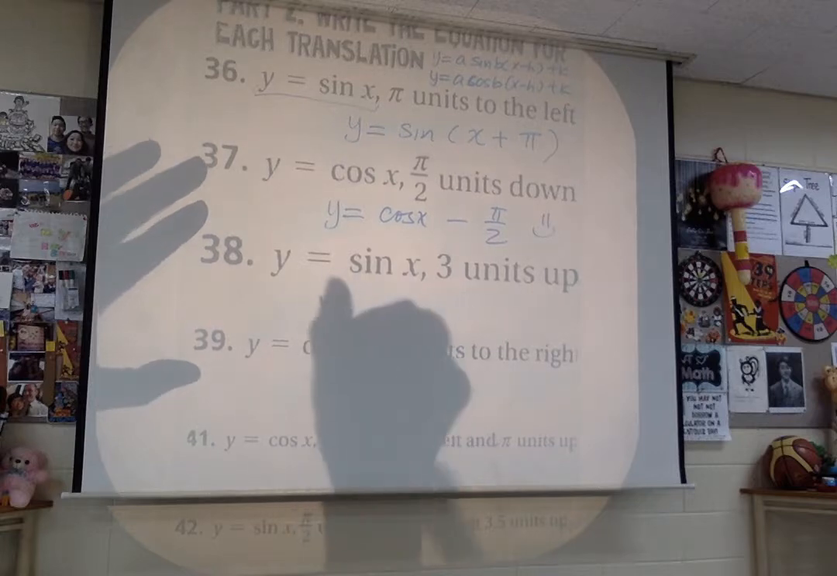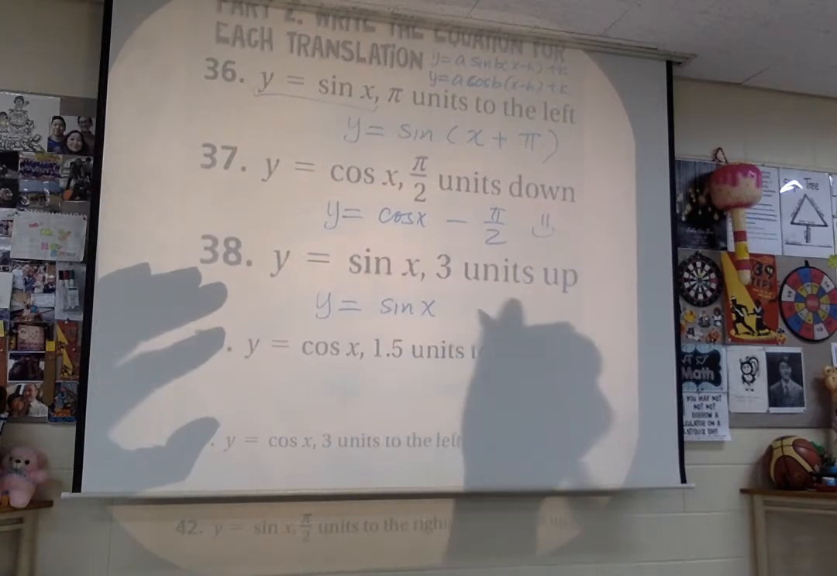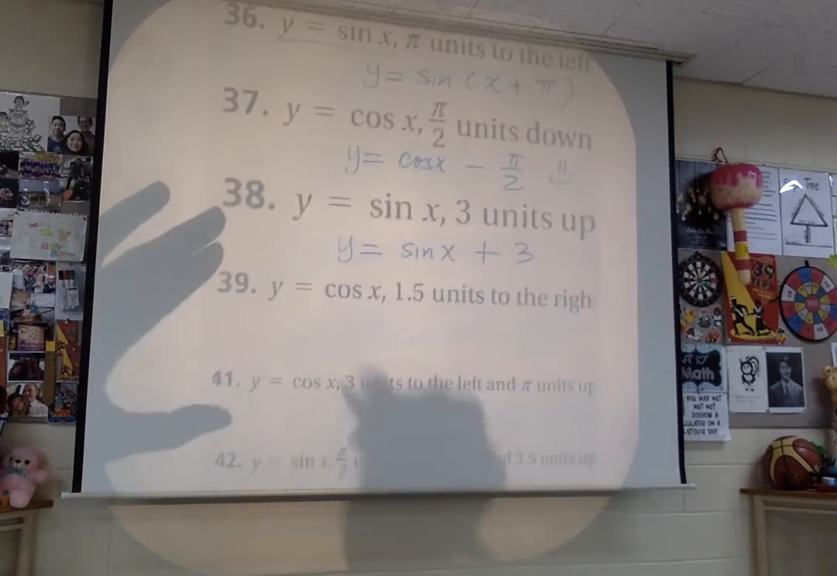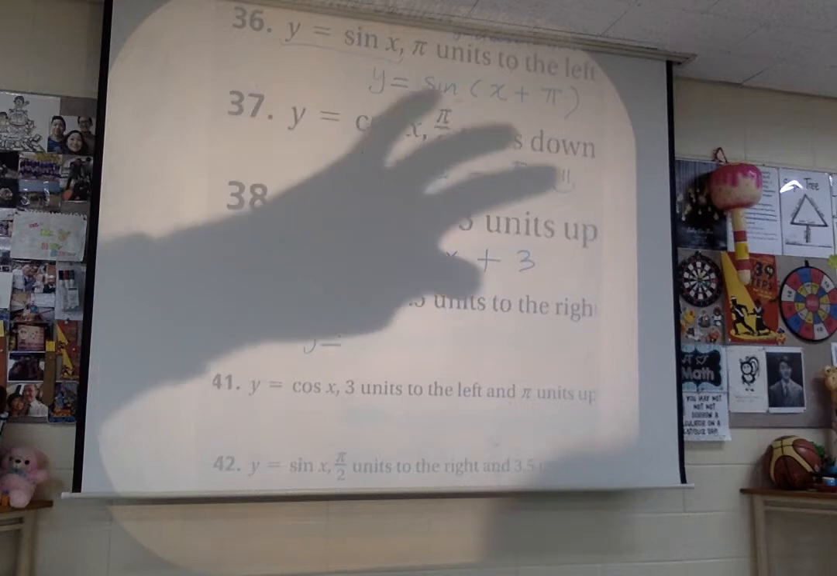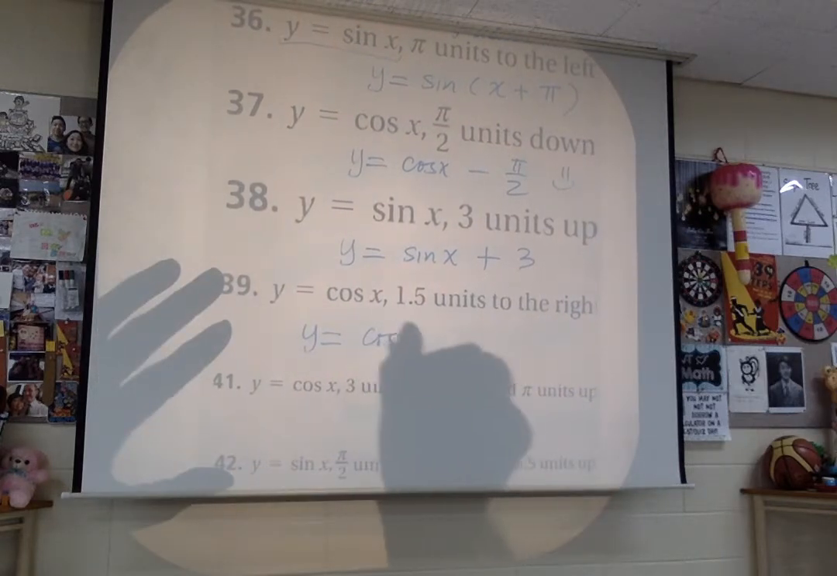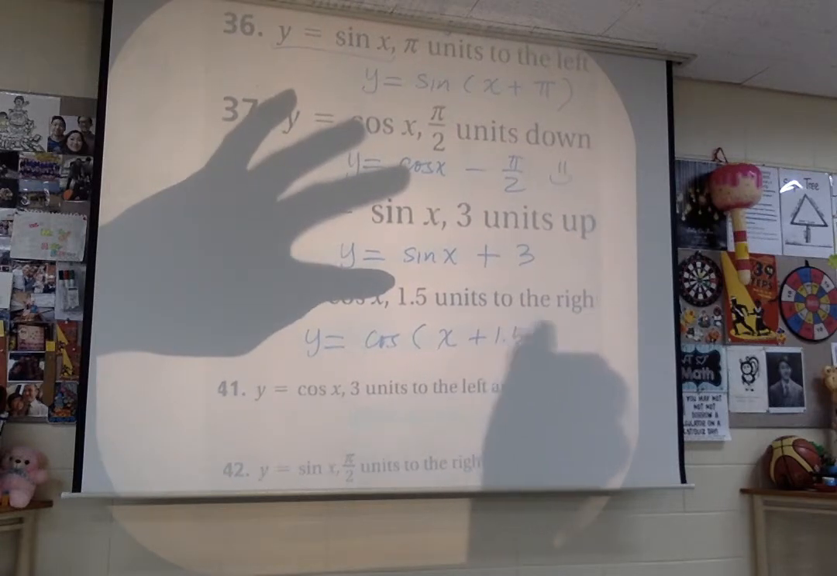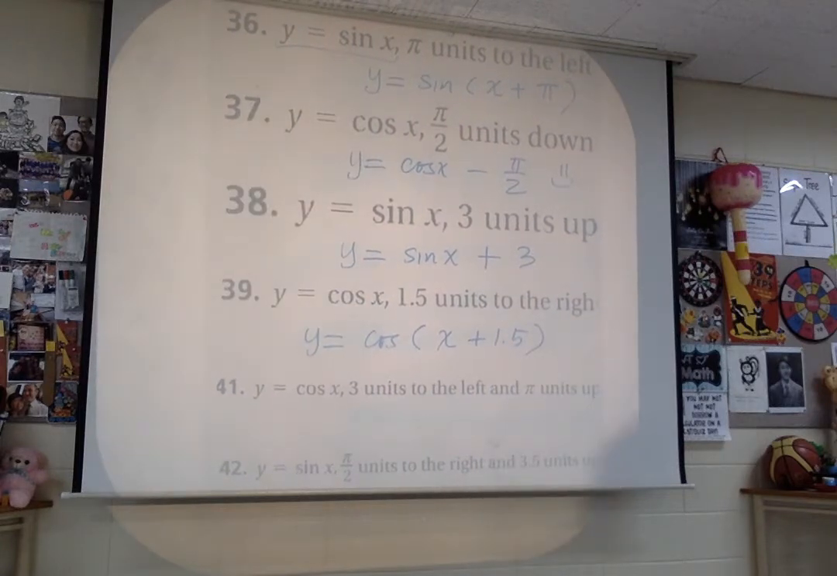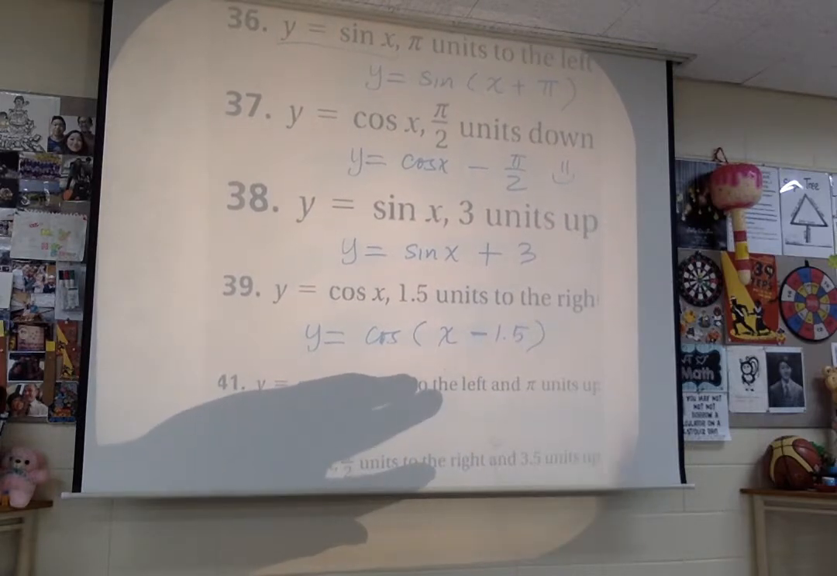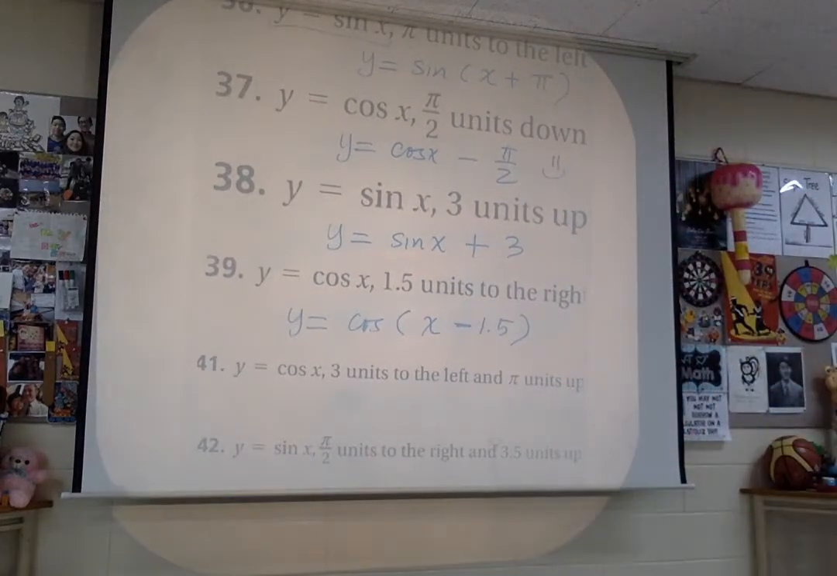All right, next one. Y equals sine x, but it's 3 units up. So it's sine x plus 3. Awesome. Good job. Next one, 1.5 units to the right. To the right. That means cosine x plus 1.5. Did you get that? Just kidding. Of course, I hope not. Right means probably shifted to the right. So that means it remains minus there, okay?